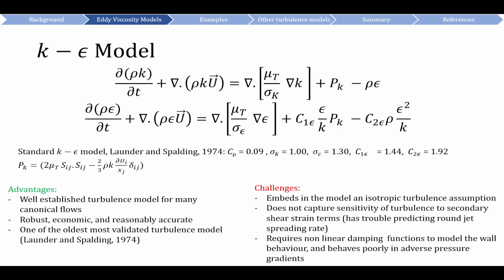It also doesn't capture the sensitivity of turbulence to secondary shear strain terms, and what this basically means is there's a very classical problem that the k-epsilon model has in predicting round jet spreading rate. It also requires nonlinear damping functions to model the wall behavior and behaves very poorly in the presence of an adverse pressure gradient. This is important, and we'll see this when I do an example of an airfoil in ANSYS.